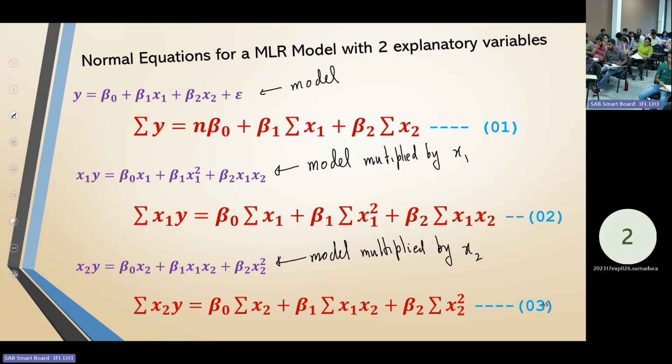So 3 unknowns are there: beta naught, beta 1 and beta 2. So we need 3 equations. So we have the system of 3 equations. So next, after the equations, you can write down the procedure this way.